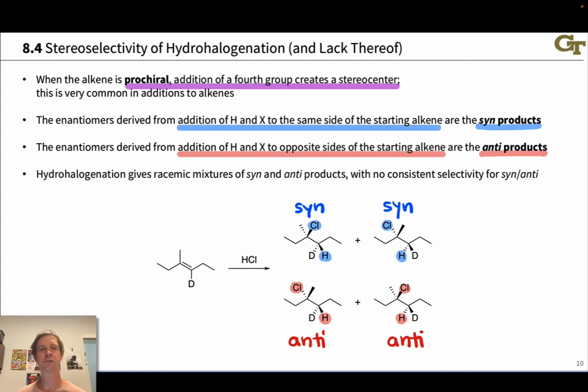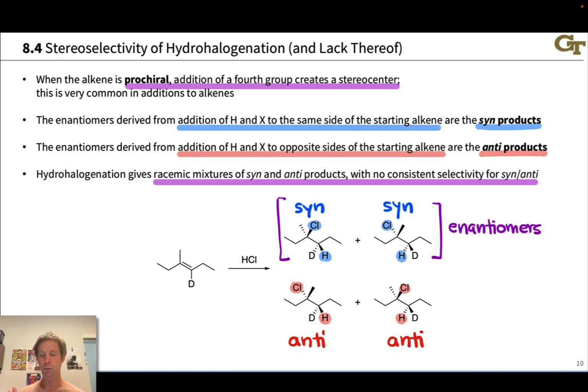In hydrohalogenation, for reasons we'll explore in the ensuing slides, we get racemic mixtures of the syn and anti products. So we get equal mixtures of these two enantiomers, equal mixtures of these two enantiomers, and we tend to get different amounts of the syn and anti diastereomers because they are diastereomers, but there's no consistent selectivity here for syn versus anti. No easy predictions we can make. We're going to get a nasty mixture of stereoisomers out of this reaction.